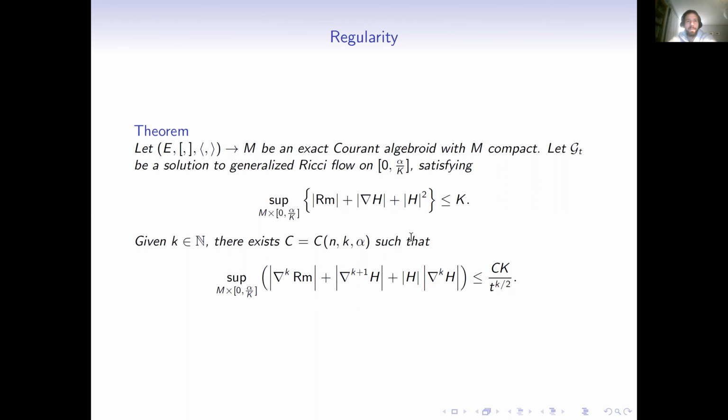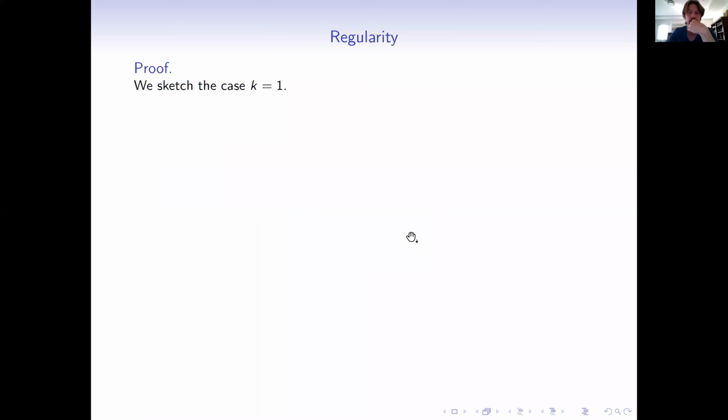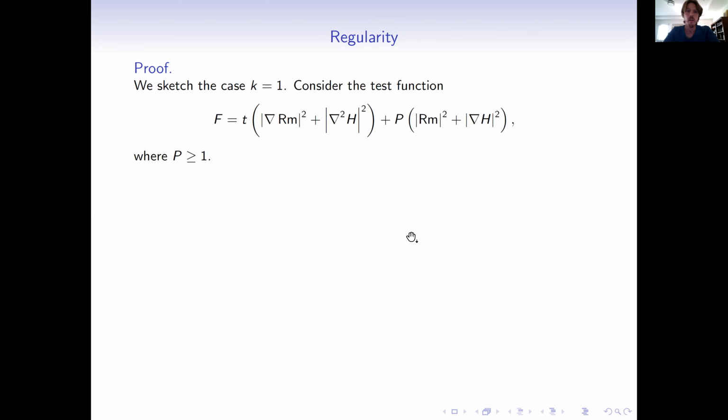Okay, so anyways, again, the proof is a fairly standard technique. And so I just very roughly sketched the case of k equals 1. So the point is to just apply the maximum principle to a certain test function. And given what you know you're trying to estimate, the form of it is not hard to guess, really. I'm basically trying to get a uniform estimate for t times this first derivative of Riemann and the second derivative of H squared.